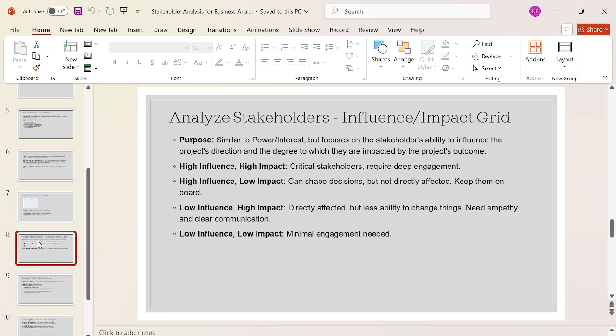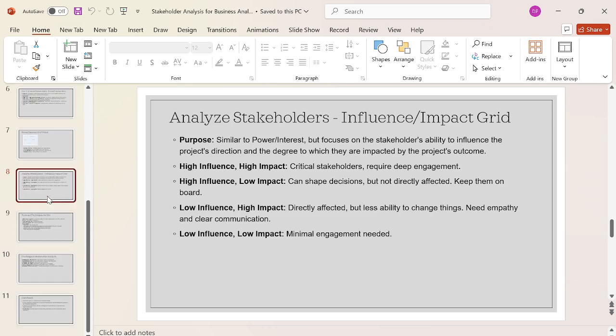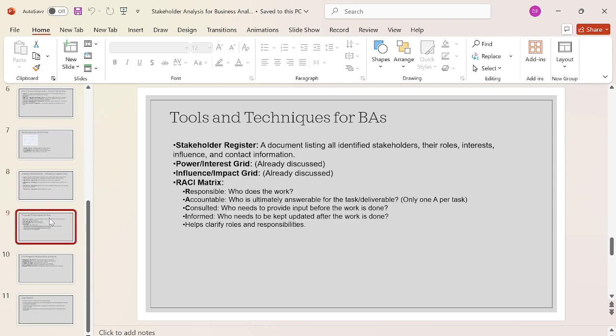For influence and impact, it should show the operation team and operation manager as high on both. The operation team has high influence and high impact, but the project sponsor has low impact but high influence. The marketing example you can take further in the same way. So let's move on to the next slide.